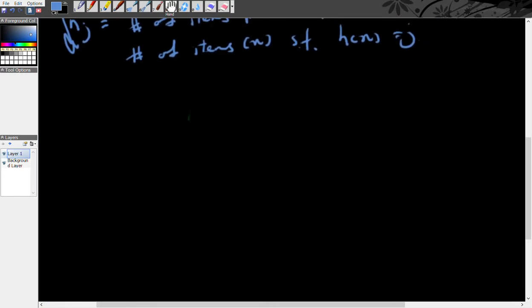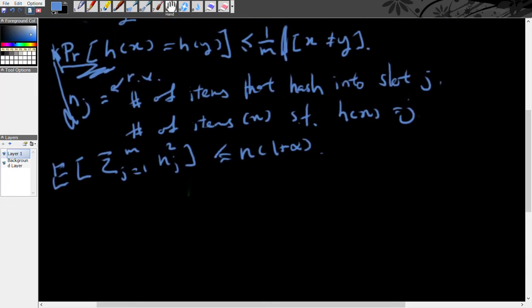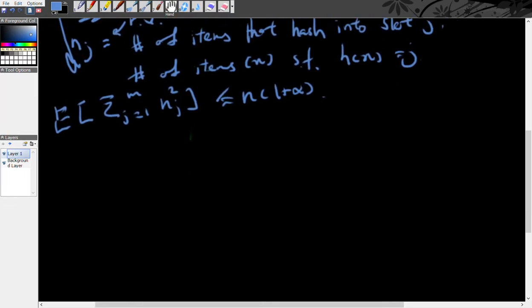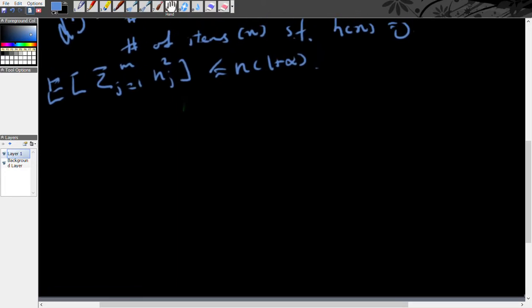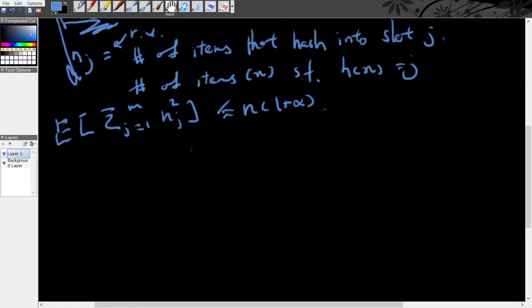I'll just repeat that we want to show that the expectation of the sum of j equals 1 to m of n_j squared is less than or equal to n times 1 plus alpha. Whatever definitions I have here, I'll go back to them later, but we're just going to move them out of the screen. You should be familiar with them by now. I don't have a lot of space anyway, so I'll erase when I need to.